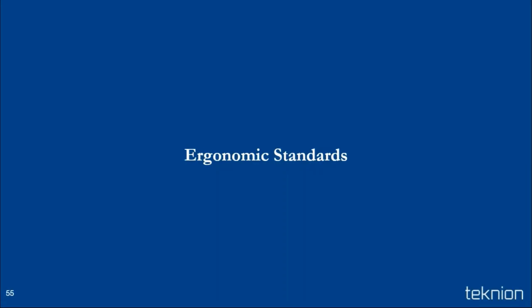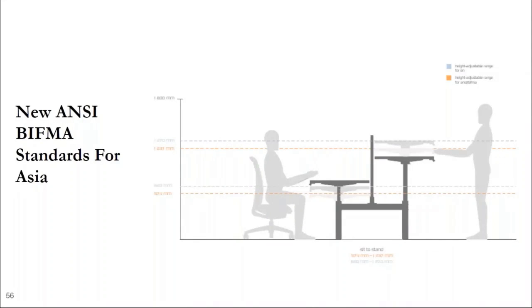Okay, now let's go to the ergonomic standards. The new hiSpace Worldwide column complies to ANSI BIFMA standard heights, which brings the lowest height to 574 mm and the highest to 1,237 mm. This measurement is from the floor up to the top of the work surface.